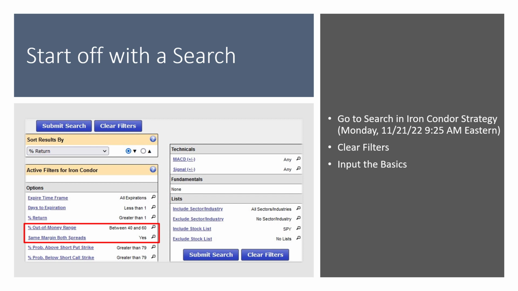Now, this percent out of the money range between 40 and 60 does not mean looking 40 to 60% out of the money. What this does is help us set a range where the strikes of the call and the put are close to equidistant from the current stock price. A range of 50% out of the money means both sold options would be the same distance from the current underlying price. So we don't want to skew bullish, we don't want to skew bearish, we want it almost right in the middle, and that's what this percent out of the money range is doing. And of course, we're going to screen just against SPY.